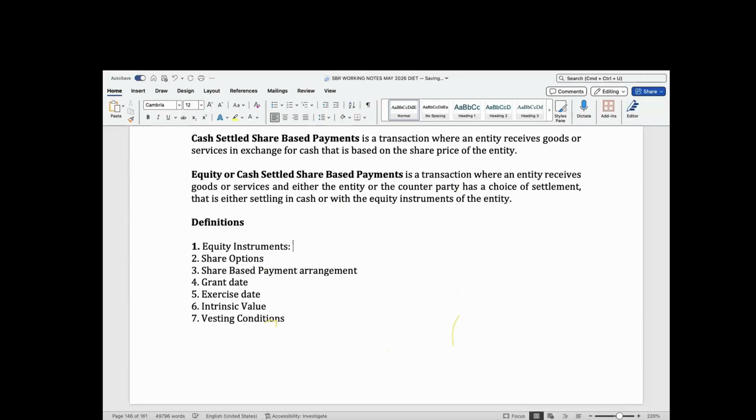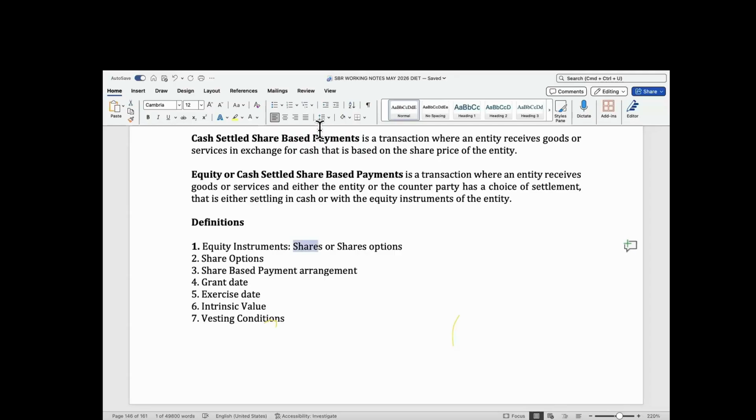So number one is equity instrument. Equity instrument is shares or share options. So a share is a unit of ownership in a company. When you have shares in another company, it means you have a unit of ownership in that company. It means you're a shareholder.